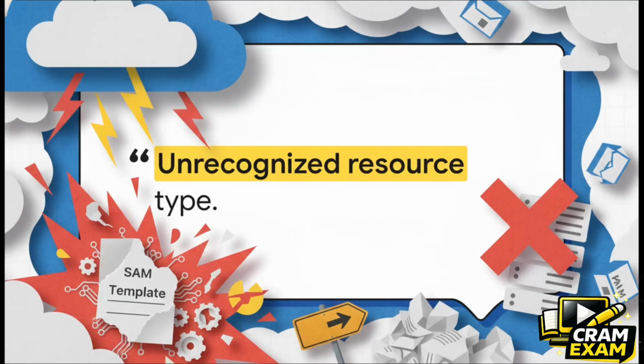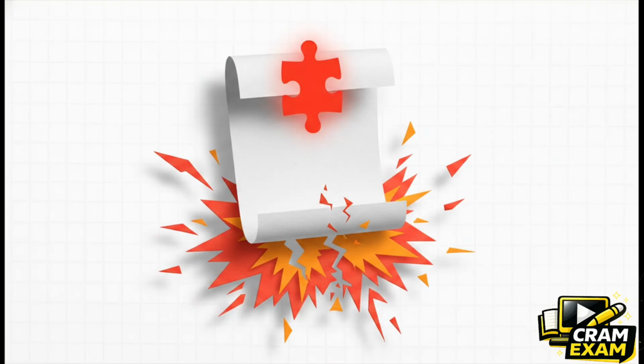Now, I want you to imagine this scenario. You write a perfect SAM template, you run the deployment, but out of nowhere, the deployment instantly fails with a massive red error stating unrecognized resource type. Heads up, this is a guaranteed trap on the DVA-C02 exam. Why did it fail? Because you forgot to include the Transform directive at the very top of the template. Without that exact Transform statement, AWS tries to read your custom SAM syntax as standard CloudFormation, gets totally confused by the serverless resource declarations, and violently rejects the entire deployment.